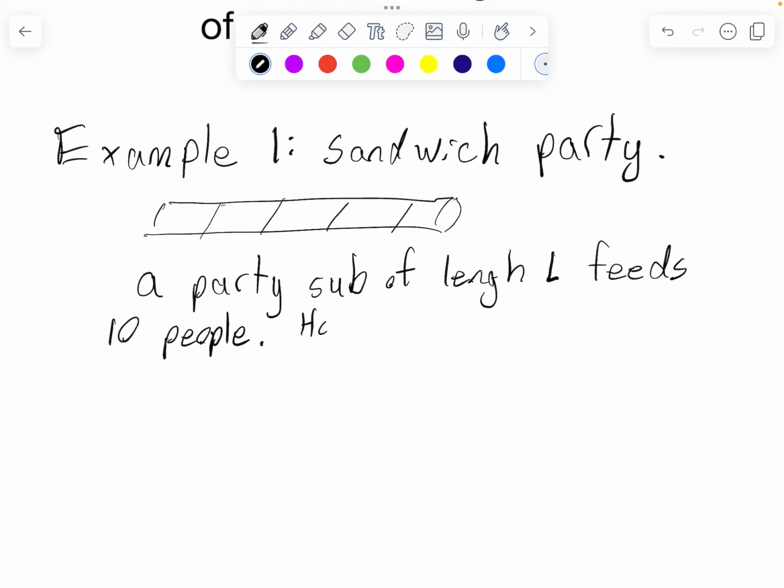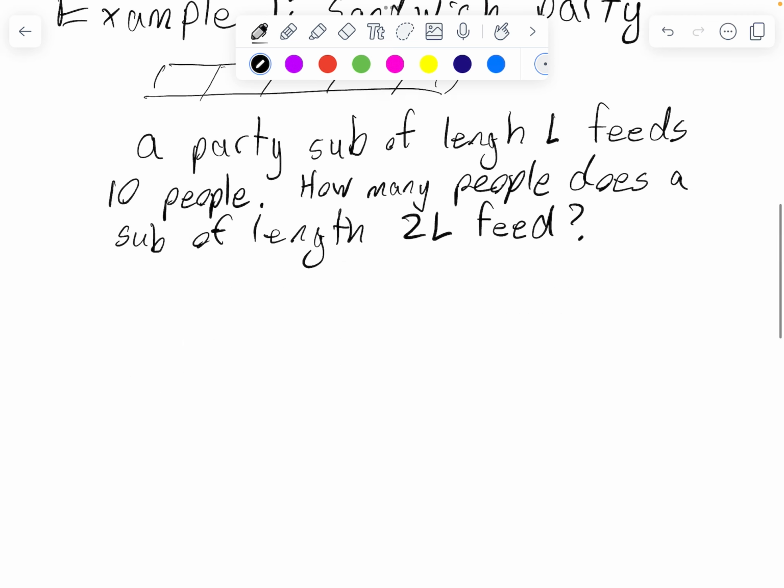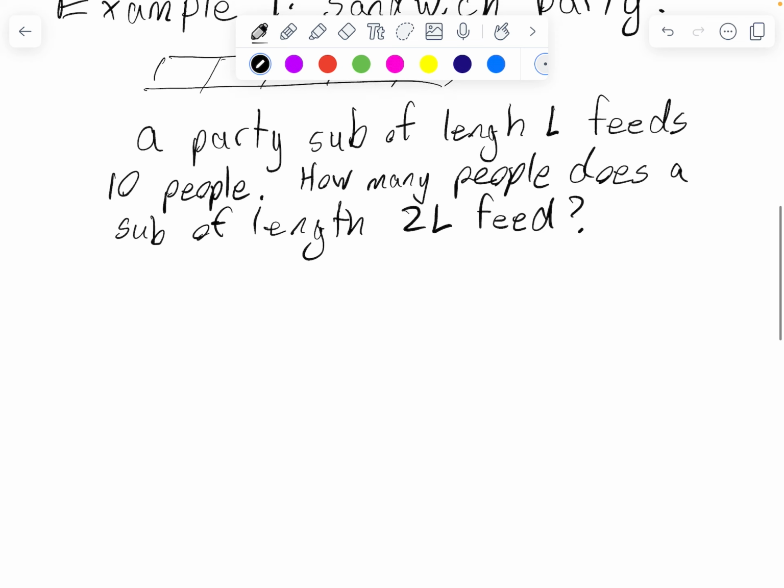We're going to now look at a new party sub that's of length 2L and figure out how many people that can feed. You've probably already intuited the answer, but we're going to set this up with a set of equations because this is going to help us down the road.